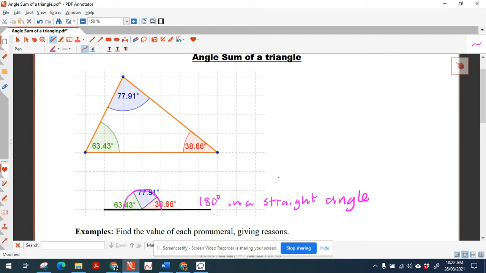So let's have a look at this particular one. If I said to you, add up those three angles, we'll just start with the first one. So let's start with 63.43 degrees plus 77.91 degrees plus 38.66 degrees.